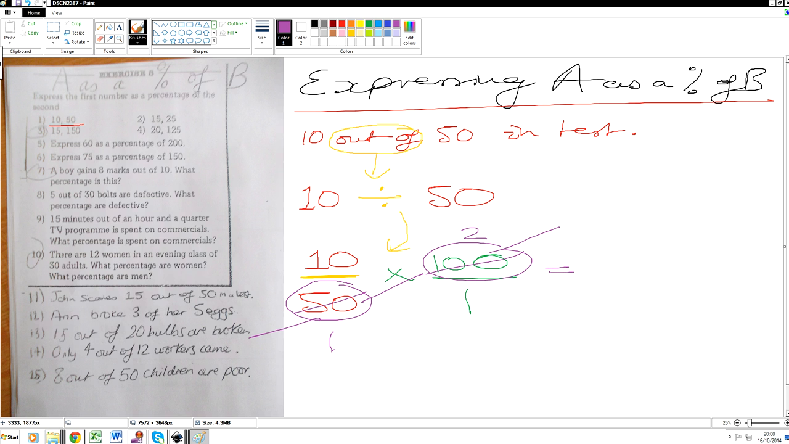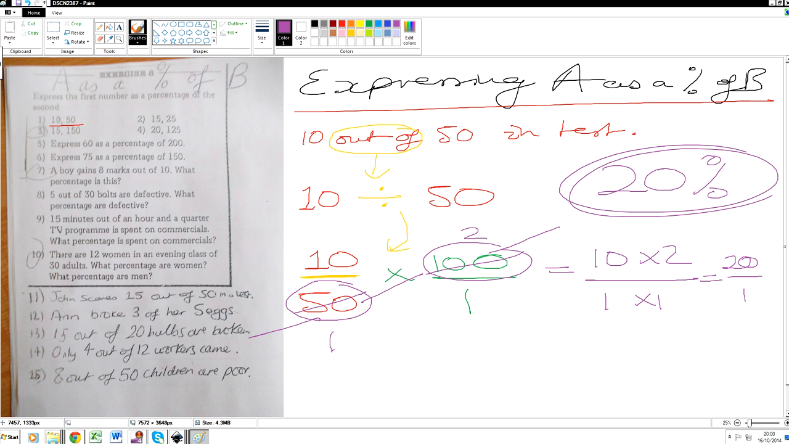Now, because we can't cancel anymore, because 1's really simple, we multiply the top numbers and we multiply the bottom numbers. So that gives you 10 times 2 is 20, divided by 1, which is 20. So the final answer is 20%. So 10 out of 50 in a test means 20%. Is there another method? There's lots of methods. You can use the equivalent method.